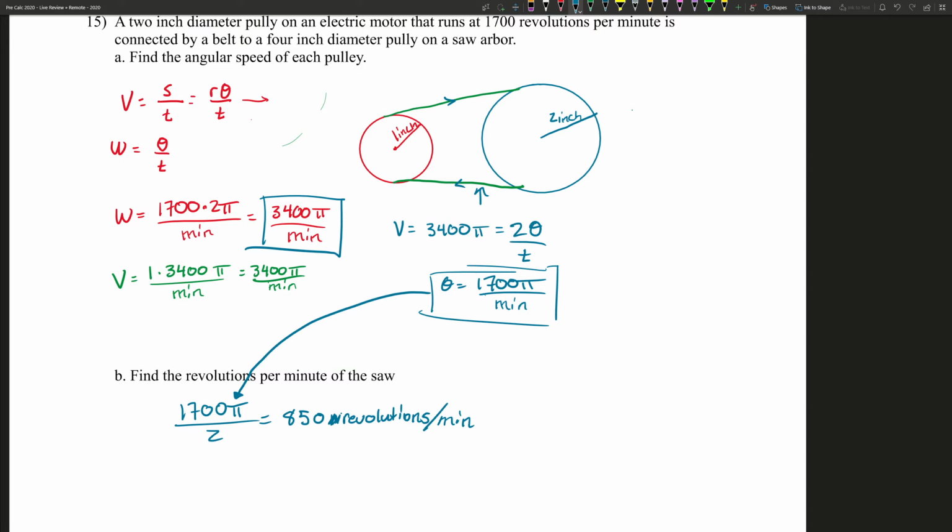850 pi or just 850? Well, because I wrote this wrong. 1 revolution is 2 pi radians, so this really should be 2 pi. So then, right, these pi's would cancel. So it's just 850.